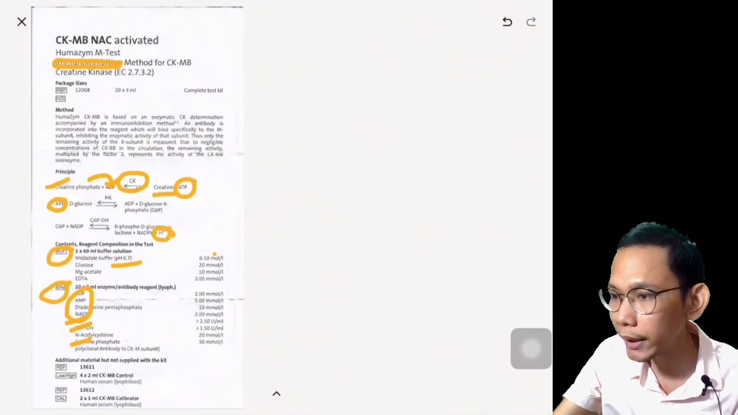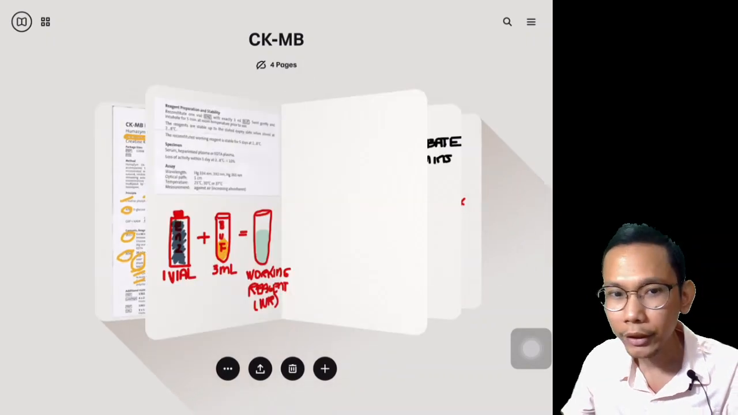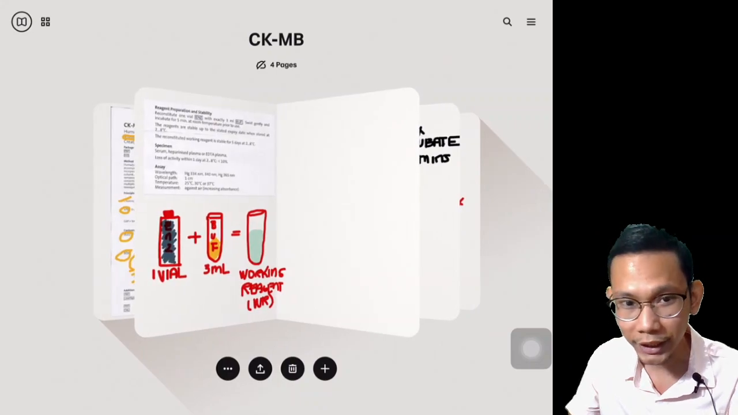So let's proceed with the next page. Ito, dito. Nade-delay siya, check nyo lang, hantayin lang natin.